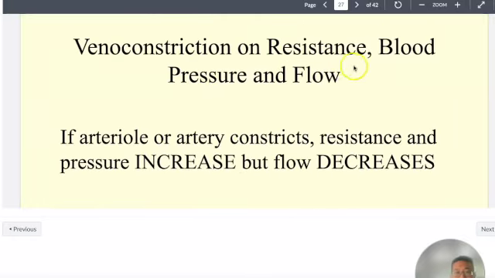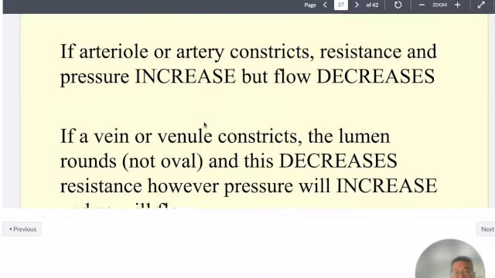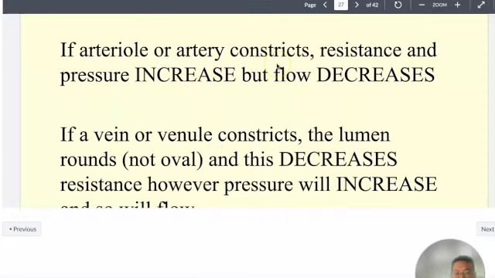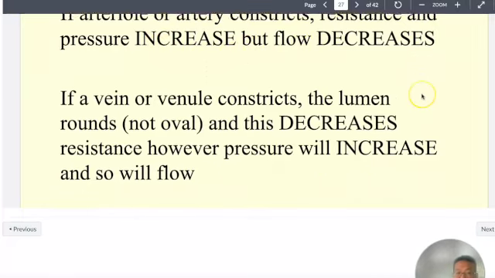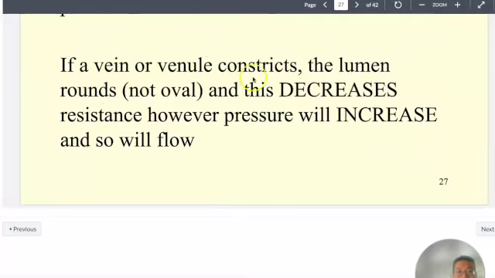Vessel constriction and resistance to blood flow. If arterial or artery constrict, let's read this carefully so you can understand. If the arterioles or arteries constrict, so they squeeze, resistance and pressure will increase, but the flow will decrease. If a vein or venule constricts, the lumen, which is not oval, this decreases resistance, however, pressure will increase, so will the flow.